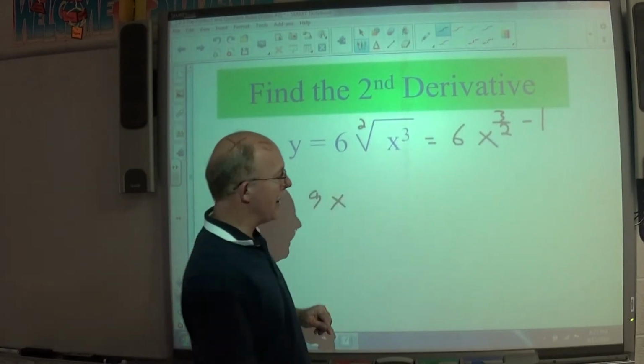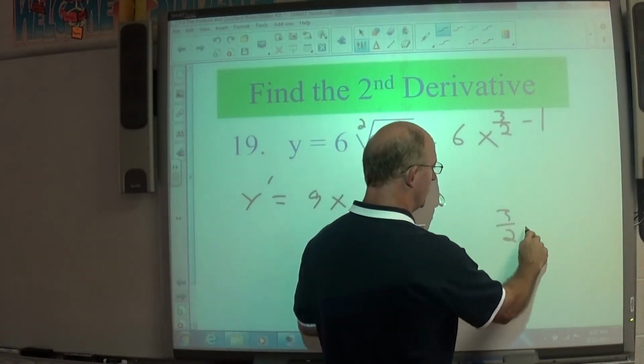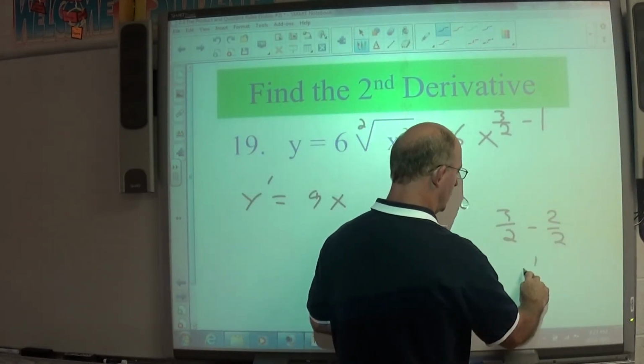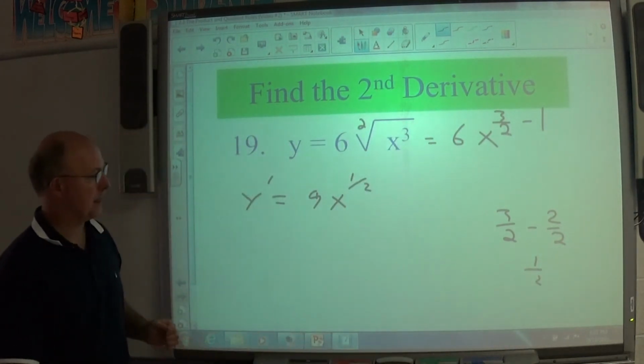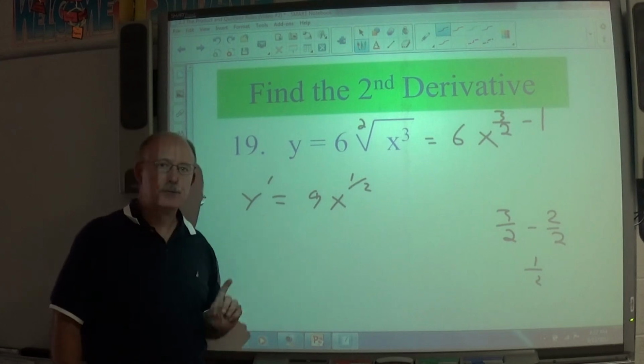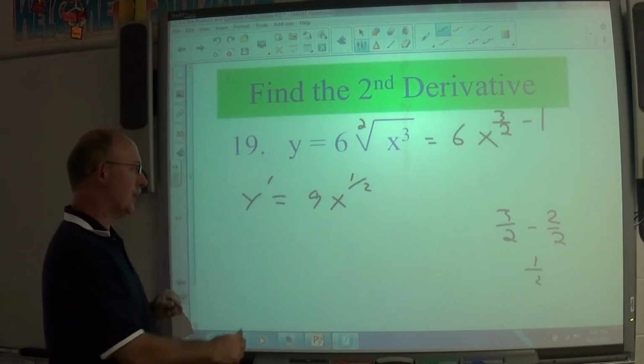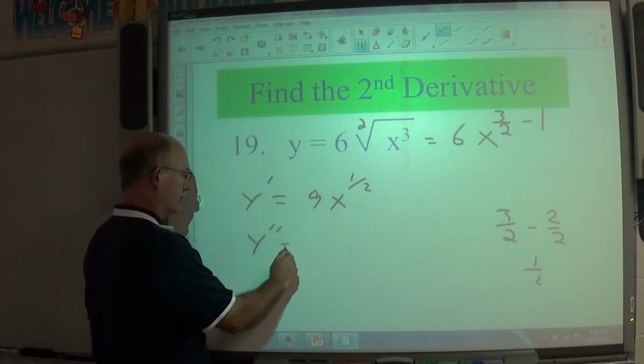Now 3 over 2 minus 1, remember, is the same thing as 3 over 2 minus 2 over 2, which is 1/2. So it would be x to the 1/2 power. All right. Now that's the first derivative. Now to get the second derivative, we're going to do the same thing again.